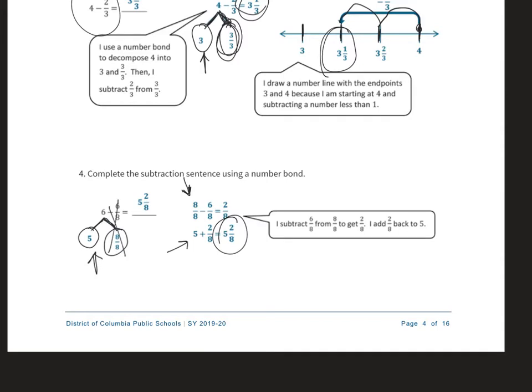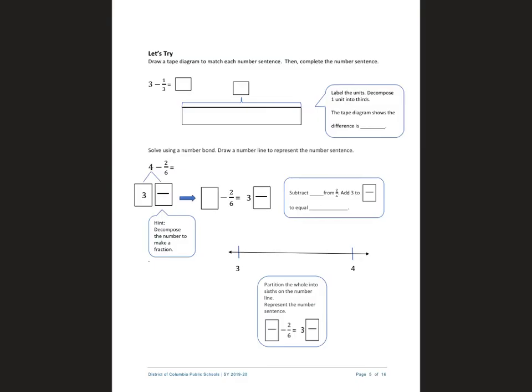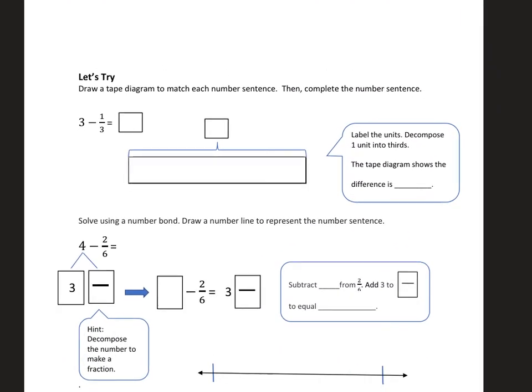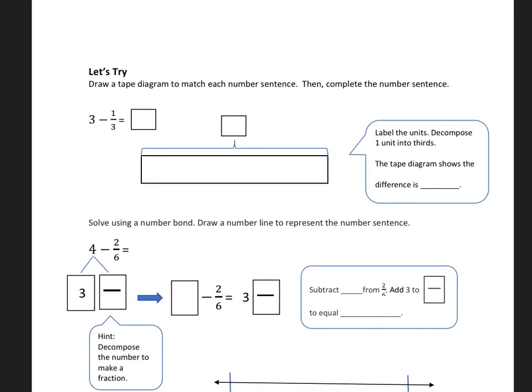All right, I know that was a lot of talking on my part, so we're going to go on and we're going to start trying this out ourselves. All right, so you're on the next page, and you are on Let's Try. All right, so it says draw a tape diagram to match each number sentence, then complete the number sentence.